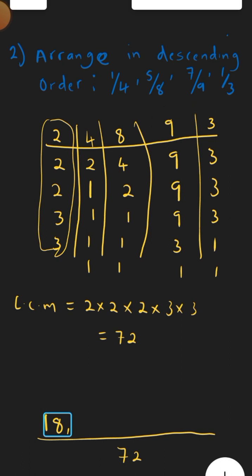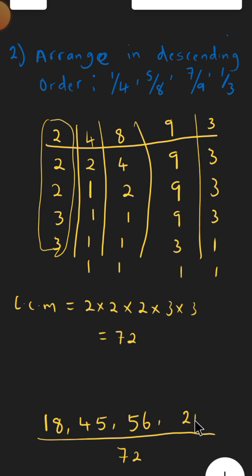72 divided by 8 gives us 9. 9 times 5 gives us 45. 72 divided by 9 gives us 8. 8 times 7 is 56, so write 56. And the last one, 72 divided by 3, which gives us 24. 24 times 1 is 24.